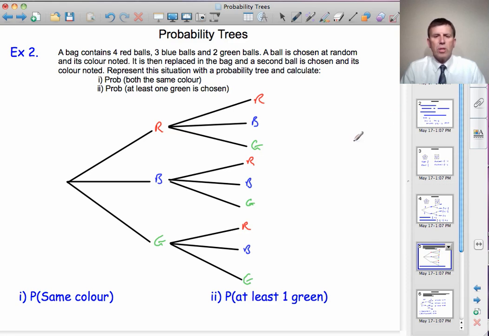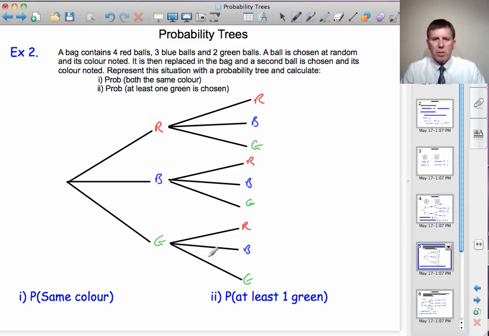Right, well, I've started the tree off. There are 3 options this time for the first pick: red, blue or green. And then for each of those, for the second pick, there are 3 options again. So there are 9 routes through the tree from the root here to the ends of the branches. There's 1, 2, 3, 4, 5, 6, 7, 8, 9. Imagine there were 3 picks. We'd then have 27 possibilities.